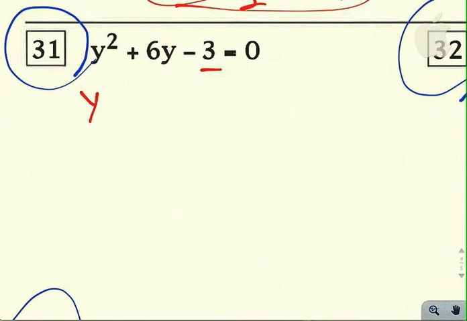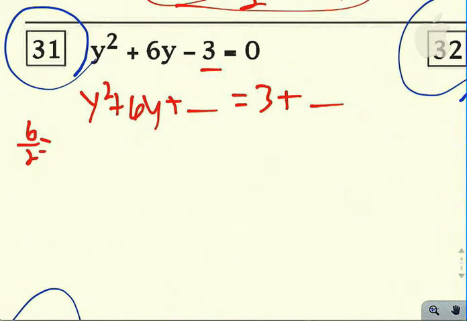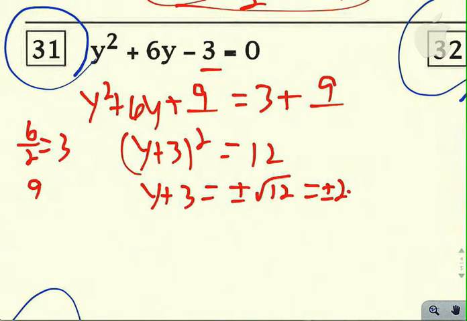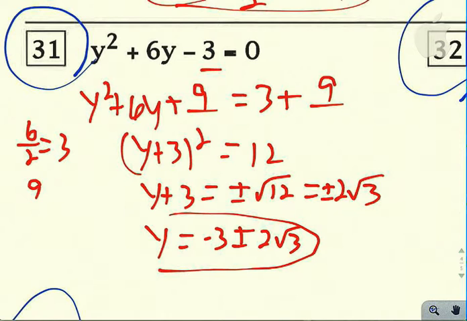Move the 3 over, you get y squared plus 6y plus blank equals 3 plus blank. I'll take half of 6, which is 3, square it, you get 9, divided by 1 is still 9. So we have y plus 3 quantity squared equals 12. And y plus 3 then would be plus or minus the square root of 12, which is plus or minus 2 square roots of 3. Y then would be minus 3 plus or minus 2 square roots of 3.